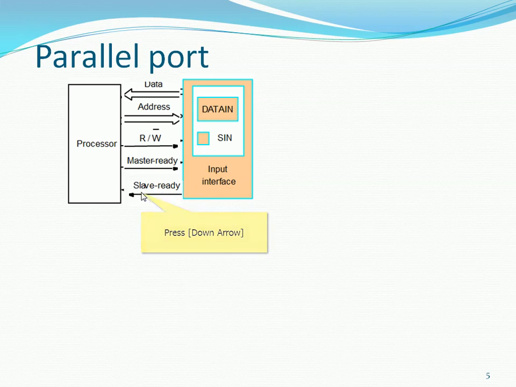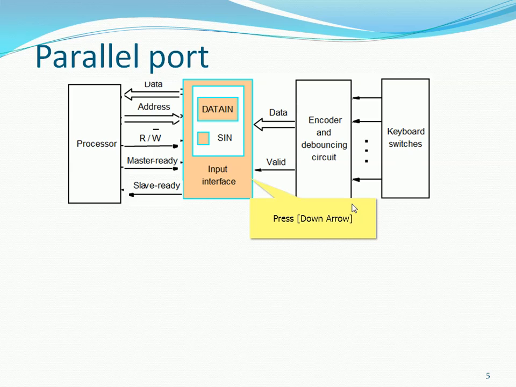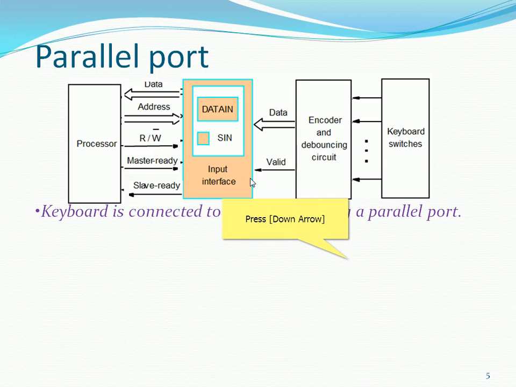So the processor will start the further communication. For example, for a parallel port, we can see that the keyboard is connected through switches to the encoder and the debouncing circuit. From the debouncing circuit, the data will be sent to the data-in register. The valid bit will be checked: if the key bounces, the debouncing circuit will provide and reply that the proper key has been pressed by the user, so that key is valid. There is no doubt in that, no oscillation and all those, so that validity will go to the interfacing circuit. That is the key mechanism exercised here.